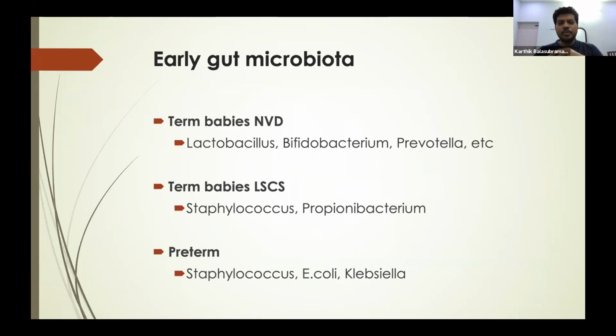So what does the early gut microbiota look like in term babies? For example, in term babies born by normal vaginal delivery, the gut is colonized by lactobacillus, bifidobacterium, prevotella, etc., which are immunomodulators, which are probiotics. In term babies who are born by LSCS, the gut is colonized by skin organisms like Staphylococcus, Propionibacterium, etc. If you look at the preterm babies, whether they are born by normal delivery or by LSCS, the gut is colonized by the pathogenic organisms, Staphylococcus, E. coli, Klebsiella, which are there in the NICU environment. So the gut microbiota is completely different in preterm babies as compared to term babies.